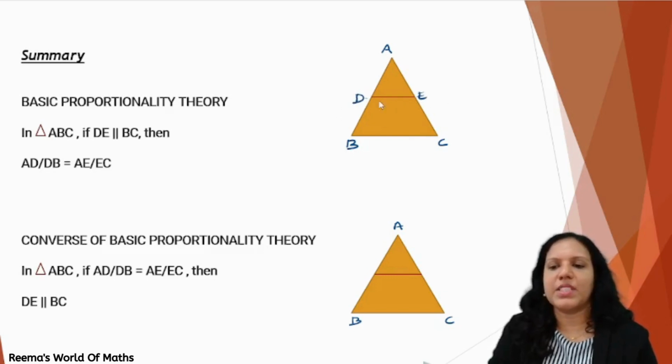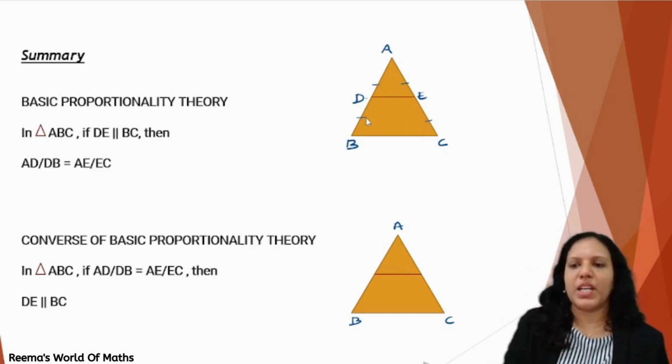It's a parallel line which is parallel to BC. Then AD by DB will be equal to AE by EC. So this is what is said as per the basic proportionality theorem.